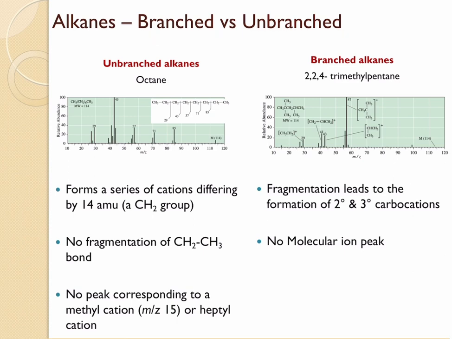Under unbranched alkanes, we are going to take octane as an example. Under branched alkanes, we are going to take a highly substituted alkane, 2,2,4-trimethylpentane. Now in the case of octane, you can see that a series of cations is formed differing by 14 atomic mass units. So as you can see from here, there is a peak at 85 and there is also a peak at 71, which corresponds to the loss of a CH2 group.